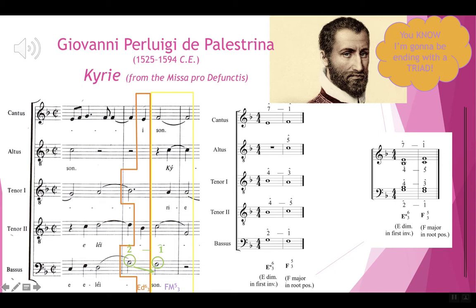Ignore there. The bass is going 2-1. The soprano goes 7-1. Tenor 2 goes 4-5, and tenor 1 goes 4-3. Let me just play this one more time.